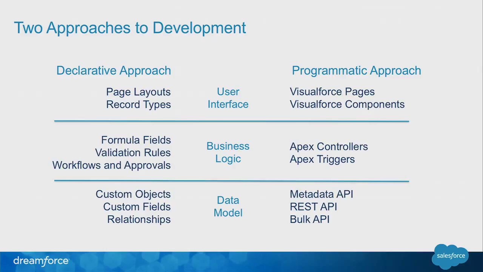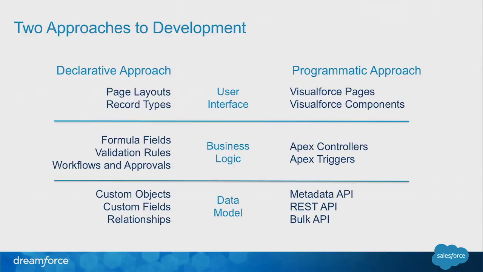And finally, you have your data model layer, which for a developer, what you're going to have access to is a number of APIs. So you have the metadata API, so you can manipulate and move your objects between environments. You have your REST API, so you can access all of the data through a REST API. So you can say, query and get me all of the accounts for contacts for an account, or you can do things like insert records from a mobile device.